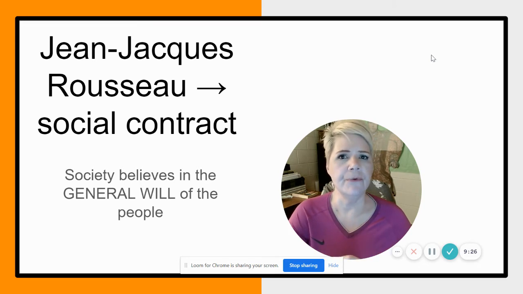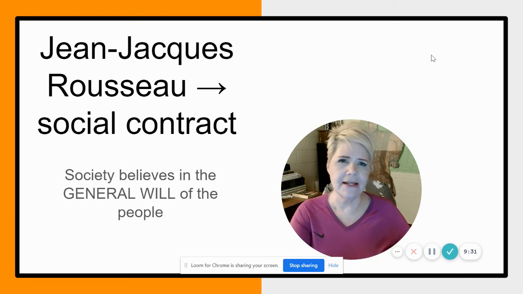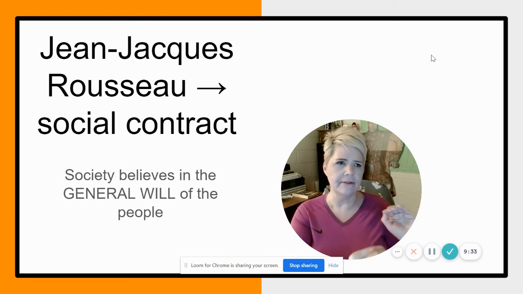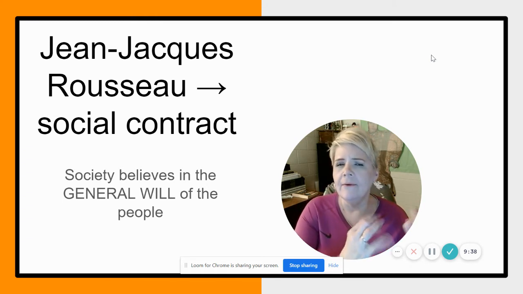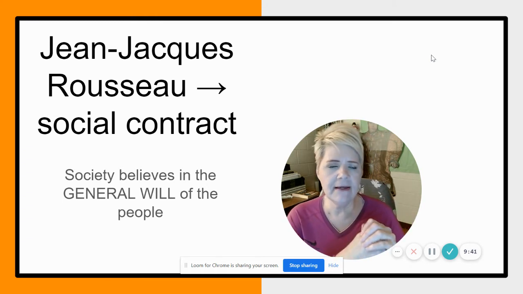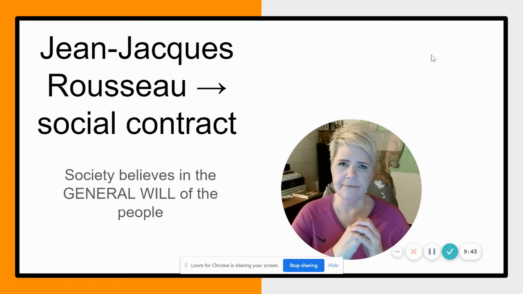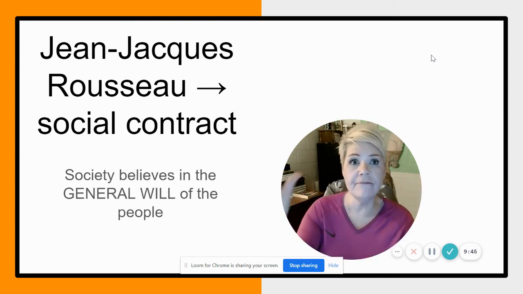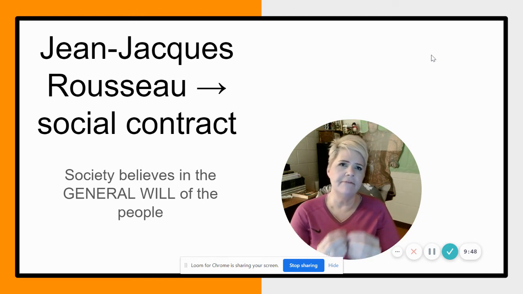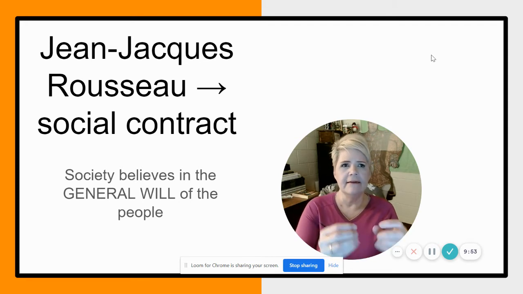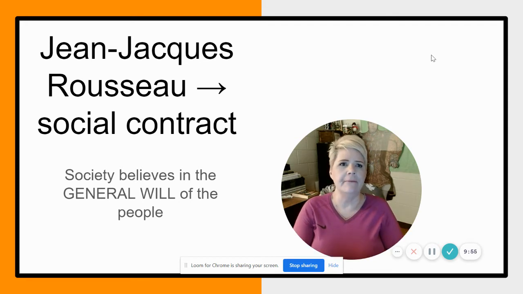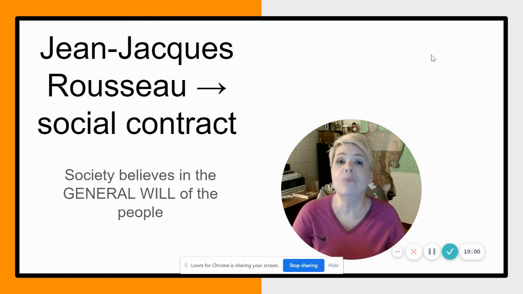Jean-Jacques Rousseau and his social contract. Remember, a social contract is a nonverbal agreement between you and your government or the people of your government. Now, what were his views on it? He truly believed in the will of the people. He believed that everybody should have a say in government. And that is the general will of the people. But you need to write it down.